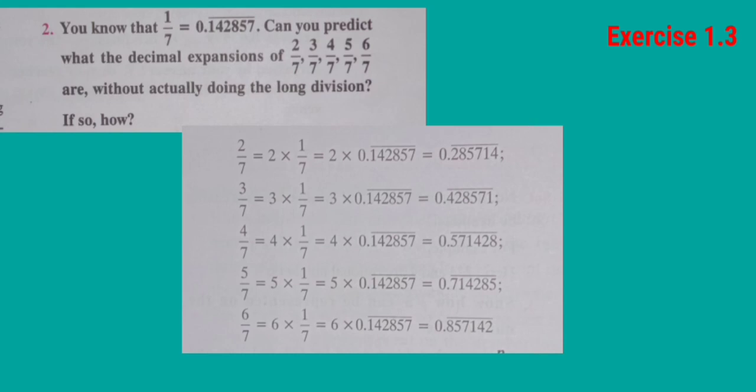So in place of 1 upon 7 we will put its value, so it will become 2 into 0.142857, and then we will multiply the whole number by 2, and in return we will get the answer 0.285714 bar. Understood? In this way we get the answer of 2 upon 7 without the long division process. In the same way you have to find the answers of 3 upon 7, 4 upon 7, 5 upon 7 and 6 upon 7. Okay, now see question number 3.